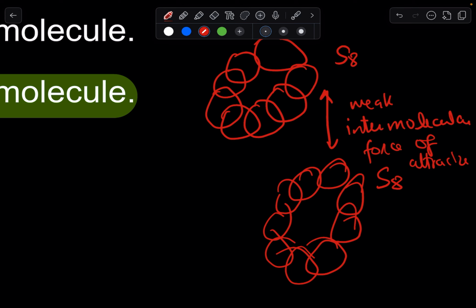Okay, between the atoms there is a covalent bond. Over here there is a covalent bond. Between the atoms you have a covalent bond.